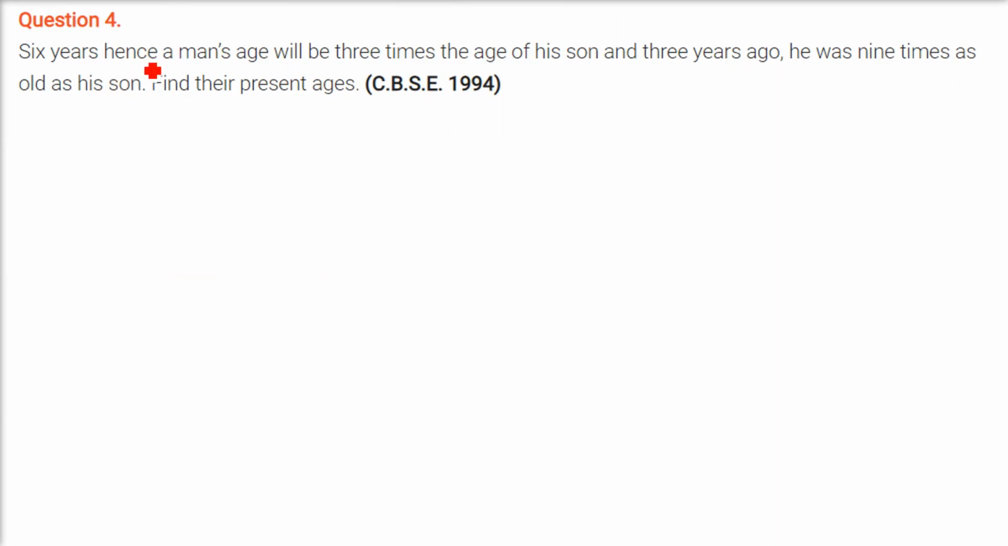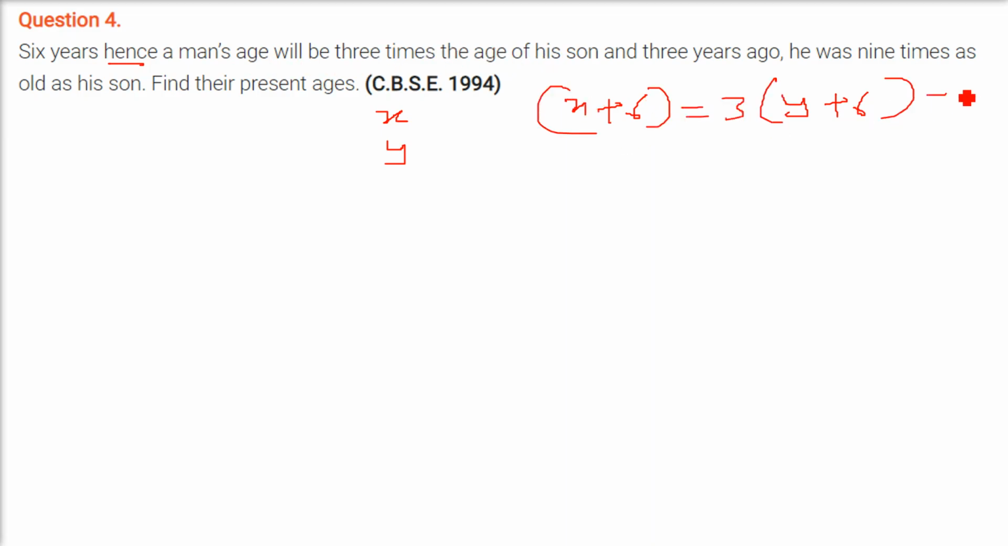6 years hence, a man's age. Hence means we have to add 6, means we are talking about a future time. So 6 years hence, a man's age will be 3 times the age of his son. So let us assume the man's age is x, son's age is y. 6 years hence means we have to add 6 to both of them. So 6 years hence, man's age will be 3 times the age of his son. This is our first equation.